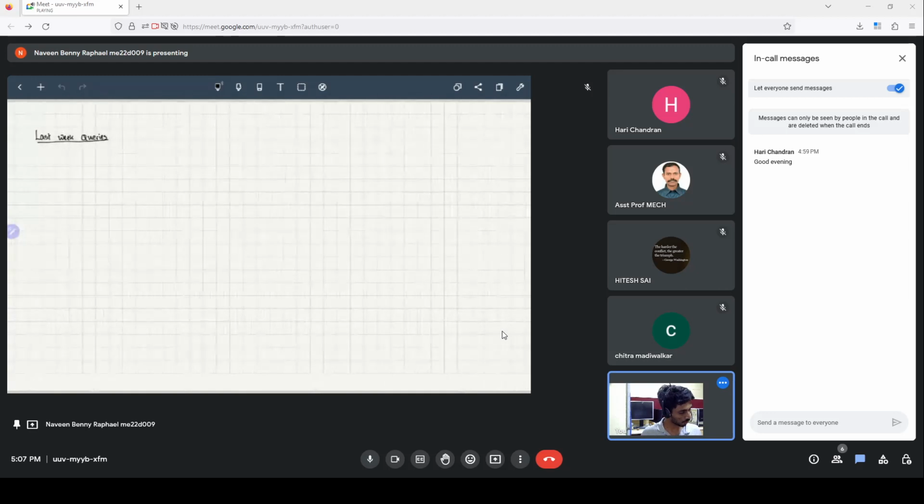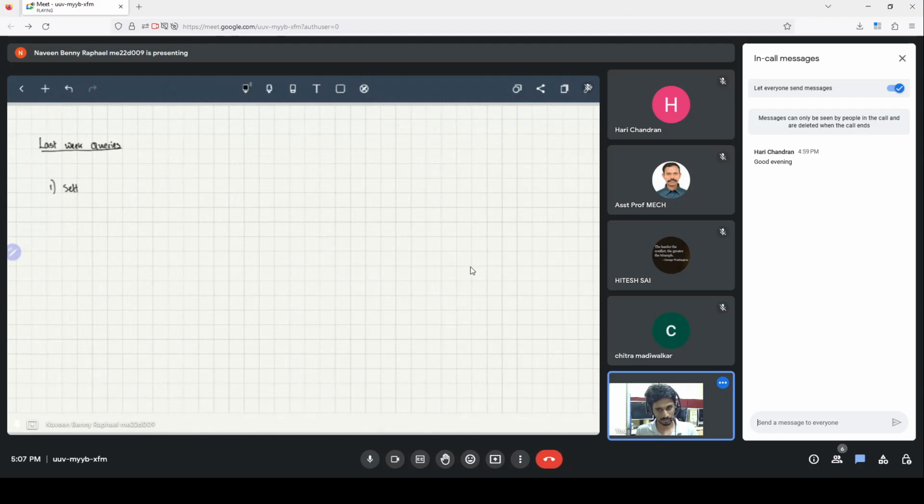we'll first talk about a couple of last week's queries. In last week, one query was the difference between settling time and rise time. Sorry, response time and rise time was not clear.